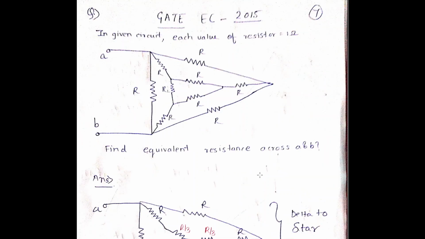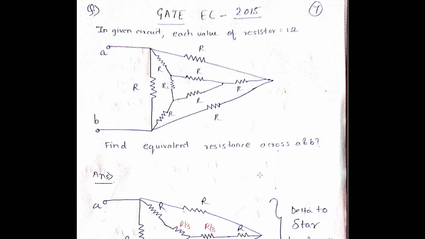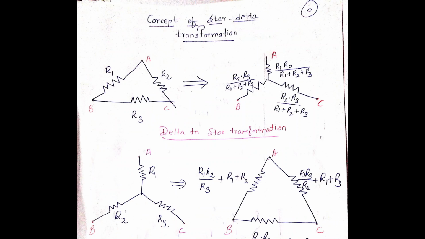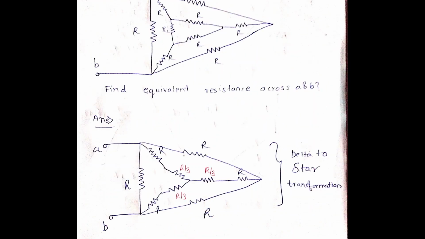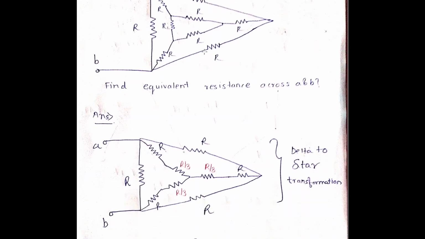On this basis, we have this question which was asked in GATE EC 2015. A straightforward question on star-delta. If you know these two formulas, you can solve this question. They ask you the resistance across AB. Each value of resistance is 1 ohm, so we initially assume it to be R, and then we replace this R with 1. This delta over here, R and R and R, we are converting into a star. So we have a star coming over here, and the values will be R by 3, R by 3, R by 3.